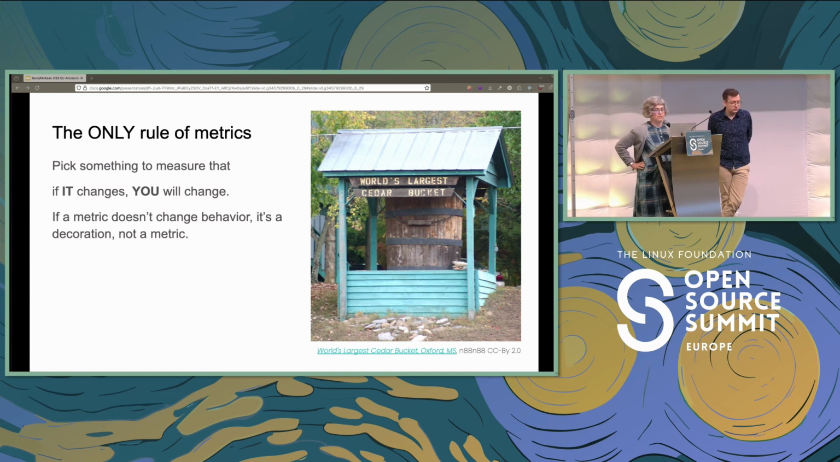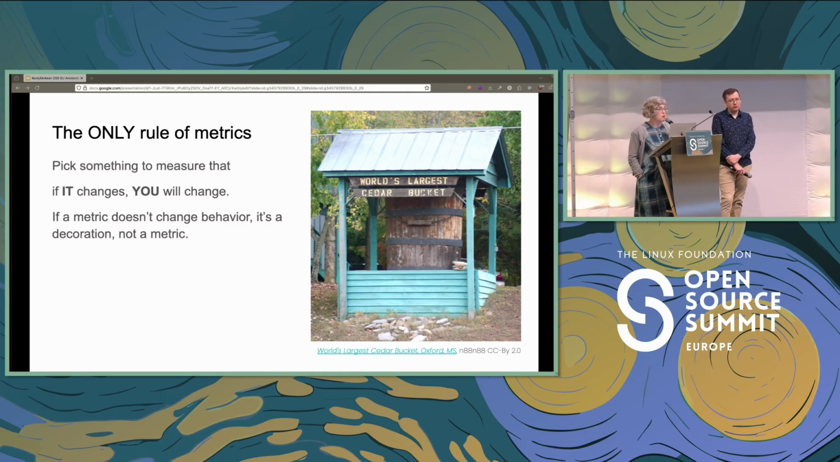Then you are successful. So I think that the only rule of metrics is that you should pick something to measure that if it changes, your behavior will change. If a metric does not change your behavior, it is a decoration. It is not a metric. Sometimes they're called vanity metrics. Like, if your number of GitHub stars goes way up, is that going to change your behavior other than how much you brag? No. It's not going to change anything you do in your project.